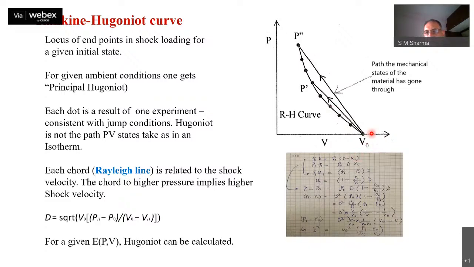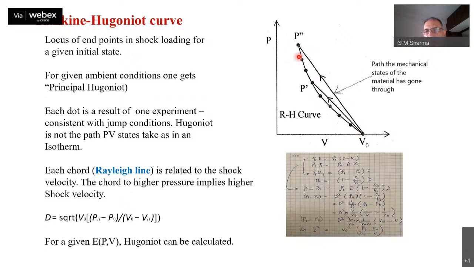Suppose you start with a different volume V1, or different density, and again do experiments. You will not get the same curve, you will get a different curve. So each Hugoniot is a locus of endpoints in shock loading, and it is specific to a given initial state. This path, which I mentioned, going from here to here or here to there, is called the Rayleigh line, and actually that is the mechanical path it takes. Its mechanical states go along this path, moving from this to this. They don't traverse along this.